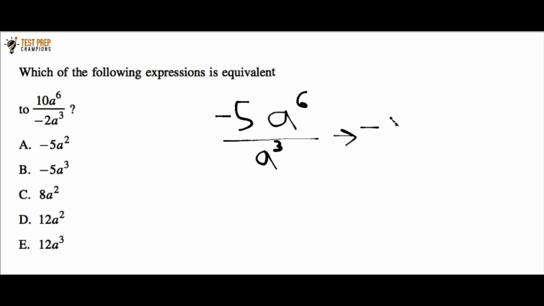So this -5 times a to the 6th divided by a to the 3rd is really the same as a to the 6th minus 3. And 6 minus 3 is obviously 3. So we'd have -5a raised to the 3rd power here.